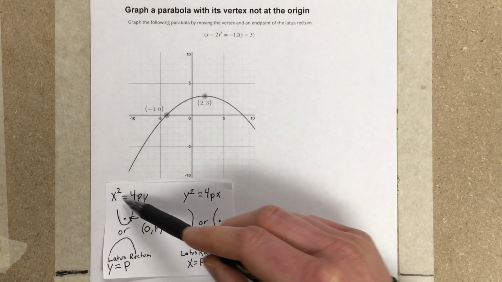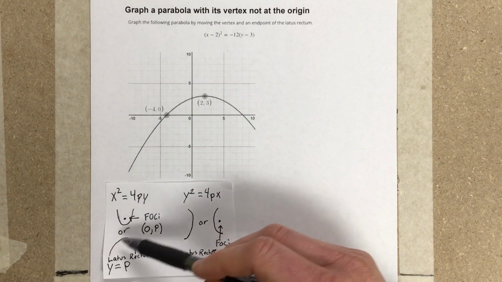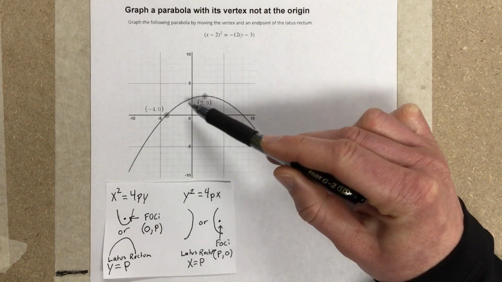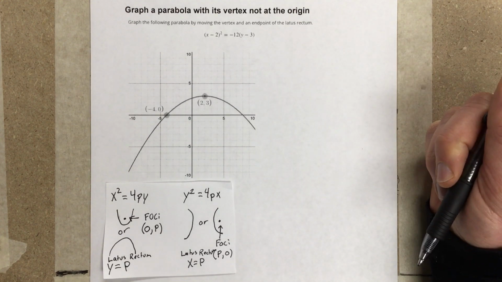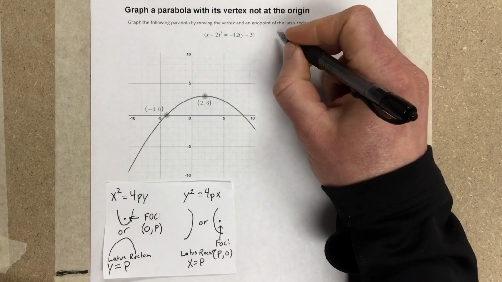So we're looking at a parabola either opening upwards or downwards. And they already have this graph correctly for us here, so all I'm going to do is show you how to find the vertex and then also the endpoints for the latus rectum. So let's write this equation in general form.